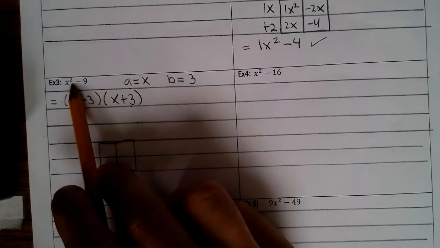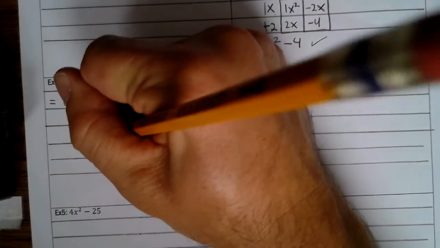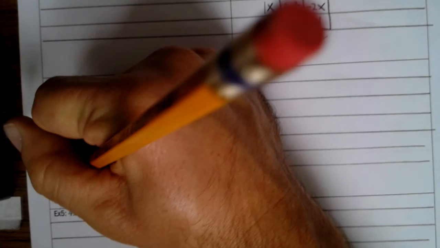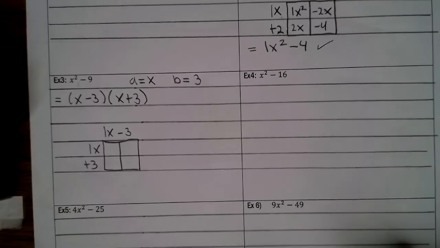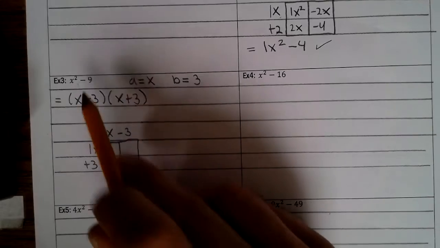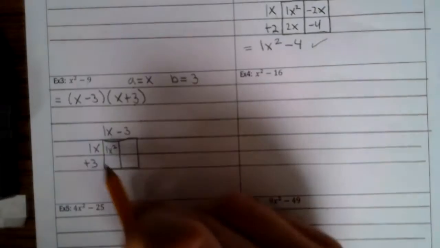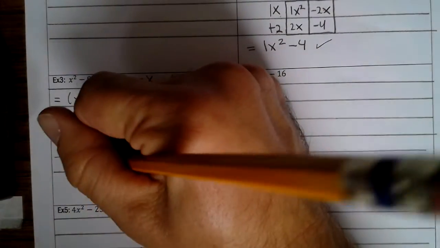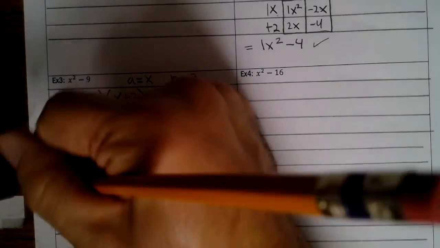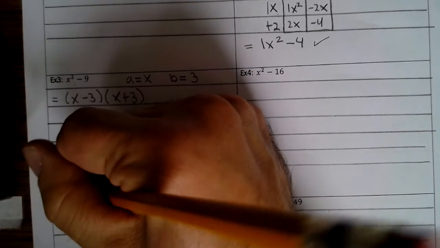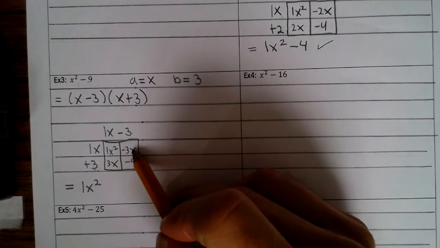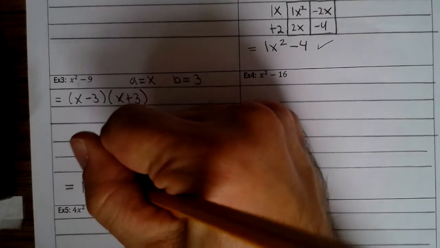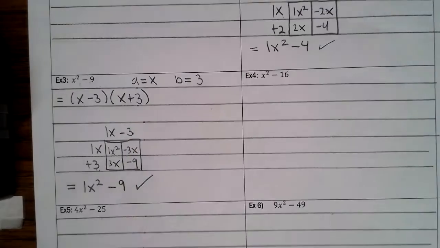So we have 1x minus 3 and 1x plus 3. Okay, so if we factor it correctly, when we multiply, we should get x squared minus 9. So 1x times 1x is 1x squared. 1x times negative 3 is negative 3x. 3 times 1x is 3x. 3 times negative 3 is negative 9. So we get 1x squared. 3x minus 3x is 0x. So that's just 1x minus 9. It matches, so it's checked. So we did this correctly.